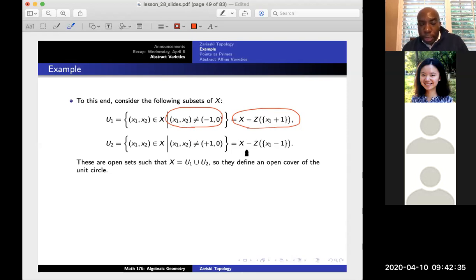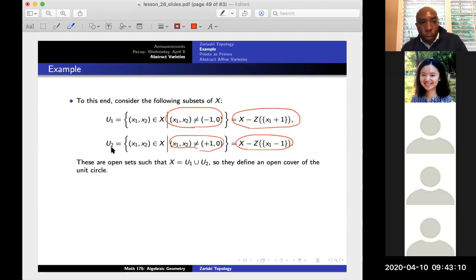Similarly, let's take a look at this here. This polynomial, x1 minus 1, I can look at the zero locus of that. That is 1 point, namely the point 1, 0. So this set here consists of just 1 point. If I look at the complement of that, that will be the set of points on the unit circle where I stay away from the right-hand side, so I stay away from 1, 0. So this should be open. Again, U1 and U2 now should be open sets, and hopefully you can see with the picture why they have to be open sets.